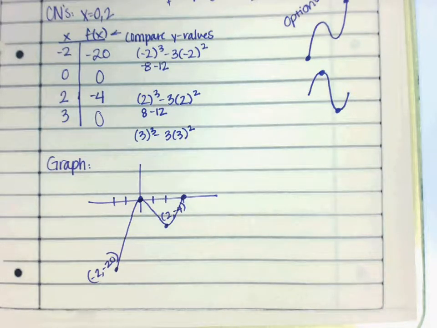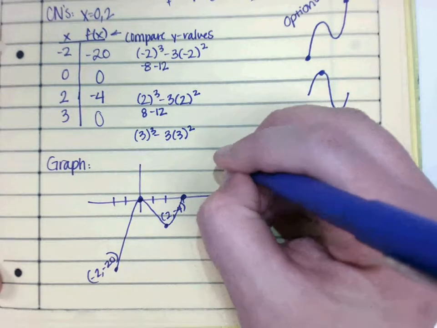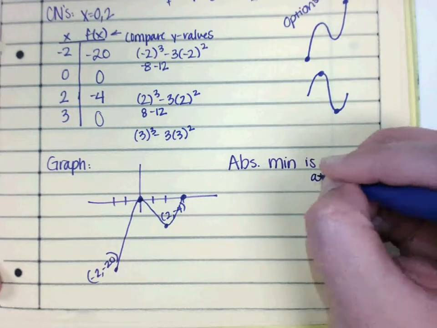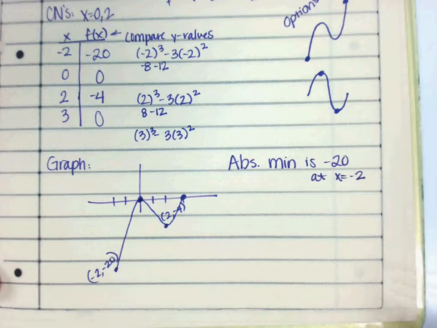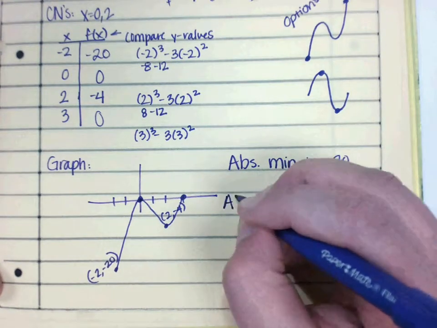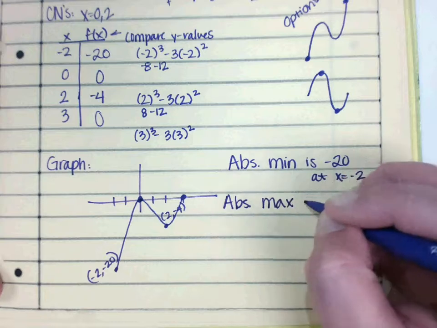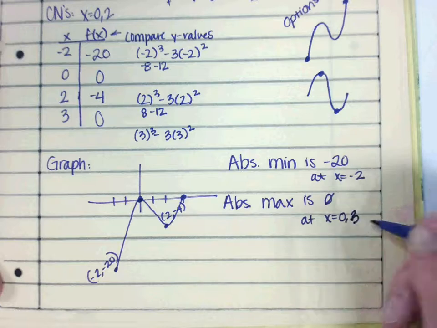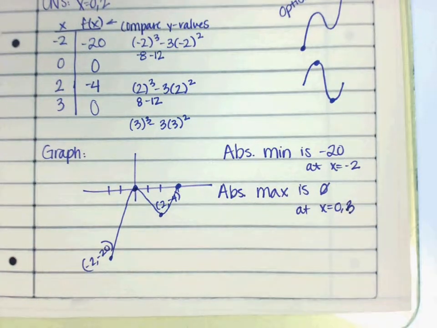Negative 20. Where does it occur at? Negative 2. What is the absolute max? 0. Where does it occur at? Two numbers. 0 and 3. Make sense? So my absolute min is negative 20. It occurs at x equals negative 2, which was an endpoint. But my absolute max occurs at 2 places. It's 0, and it occurs at x equals 0 and 3. Make sense? But my relatives are still kind of like their own little winner, but they just don't win overall.